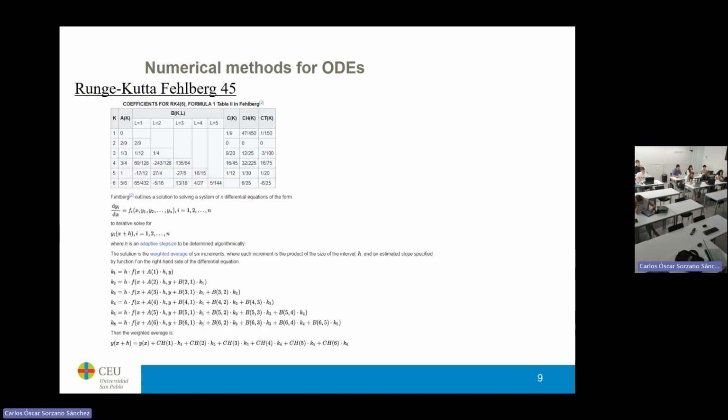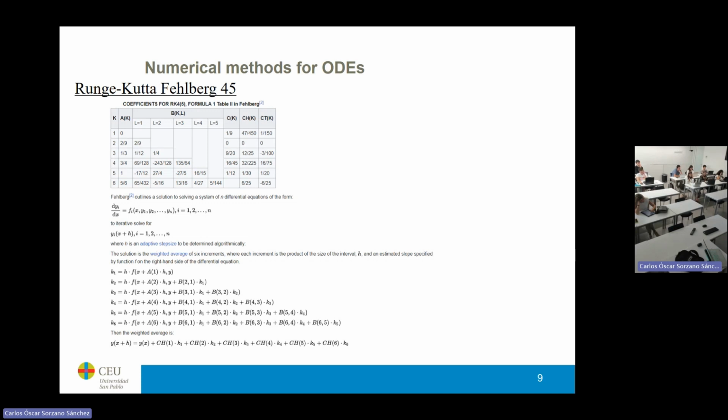Is it the most used one? It is not. You can program it yourself, but typically you use a method programmed by somebody else. One of the most used is Runge-Kutta 4.5, and you see that the spirit is the same.